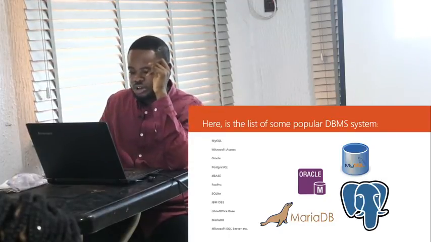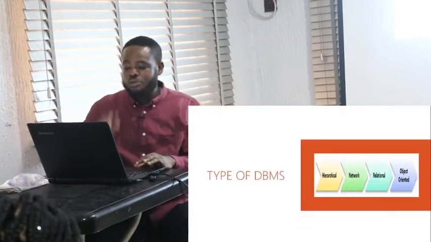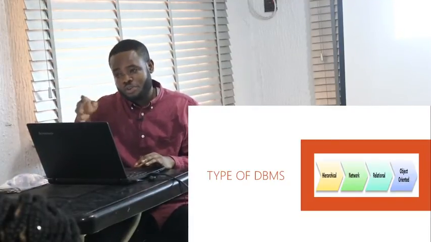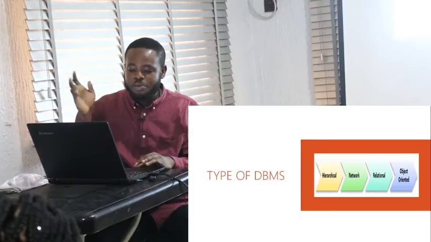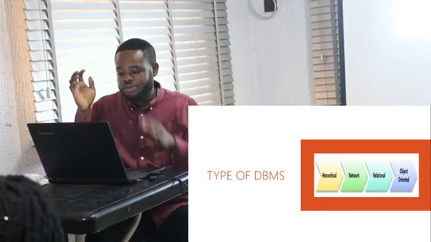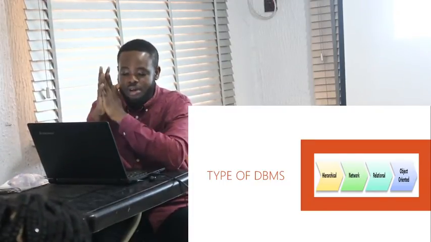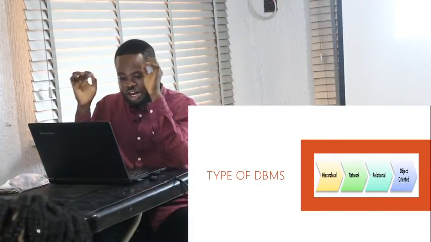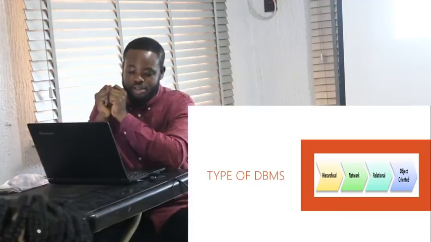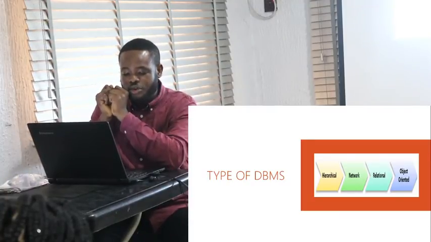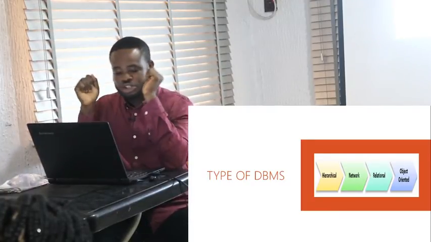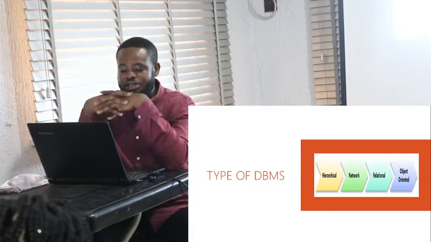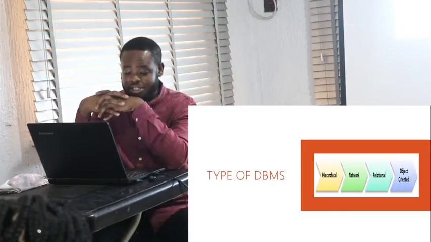So, we are narrowing down to our major focus for today. The types of data management systems we have are the hierarchical, the network, the relational, which we'll be talking about, and then the object-oriented model. So I'll just pick the relational model. It's actually a type of data management system.